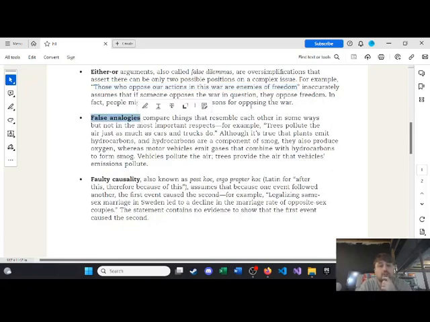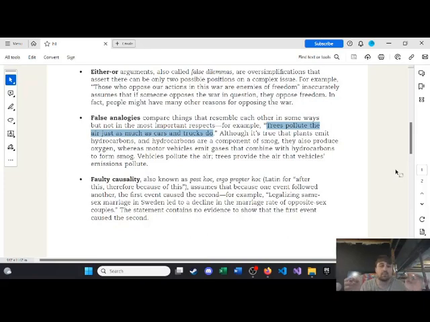False analogies. So this is where you compare things, right? Compare things that resemble each other in some ways, but not in the important respects. So let's give an example. Trees pollute the air just as much as cars and trucks do. So this is interesting. So trees do give off gases, right? Trees do that. And so do cars and trucks. So you can compare trees and you can compare cars and trucks.